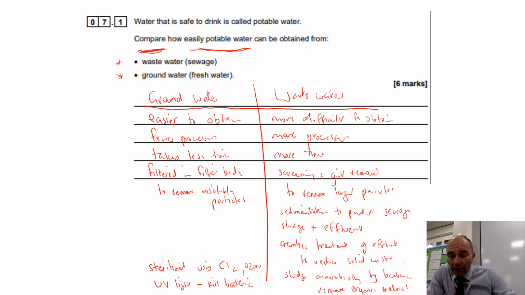So, here we need to be using, like we have done, language like easier as opposed to more difficult, so it's clear that we're making a comparison. Fewer processes compared with more processes. So make sure the language we're using is showing that we're clearly comparing the 2 different types of source. Well done if you got 6 marks out of that one. It's one of the trickier 6 mark questions you're going to get.